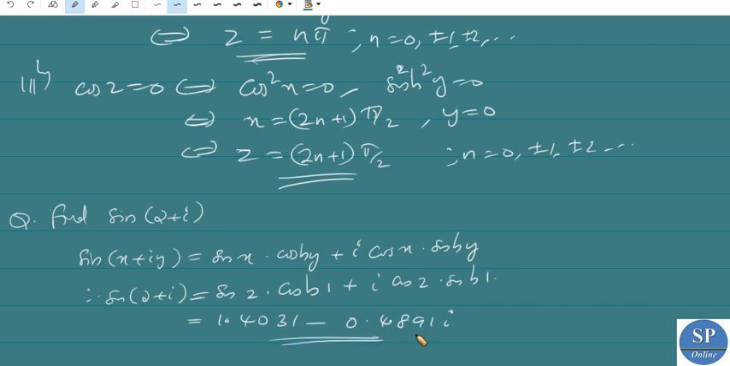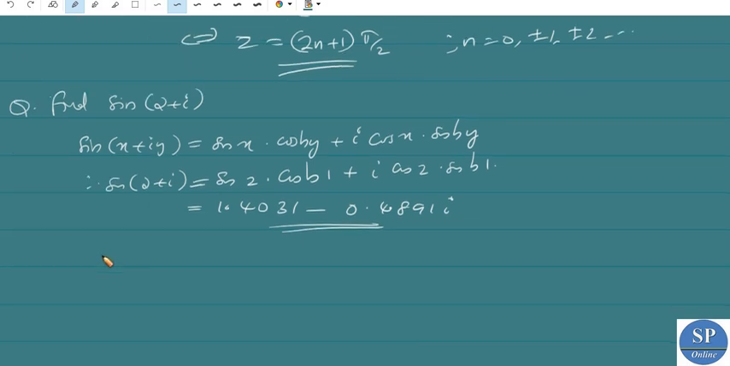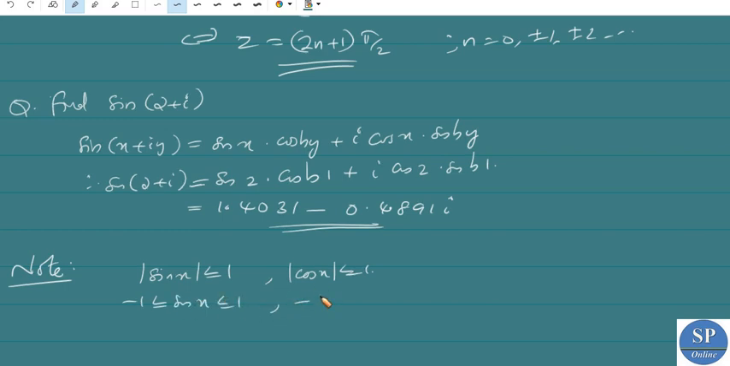Next, an important thing is that in the case of a real variable, we have the fact that mod sin x is less than or equal to 1. Also mod cos x is less than or equal to 1. That is, the value of sin x lies between minus 1 and 1, and the value of cos x also lies between minus 1 and 1. So if x is a real variable, then the value of sin x and cos x lies between minus 1 and 1. That is, sin x and cos x are bounded functions.